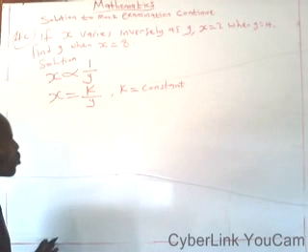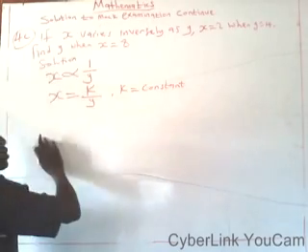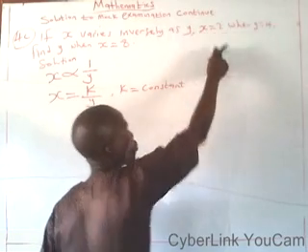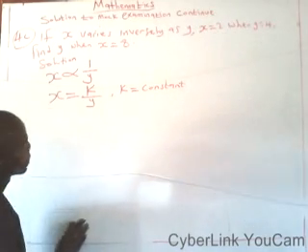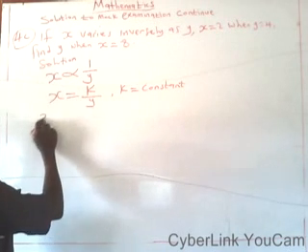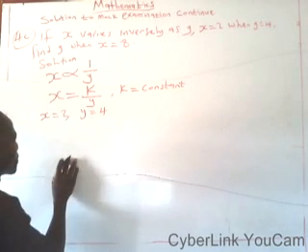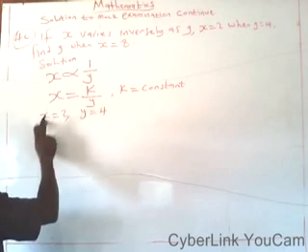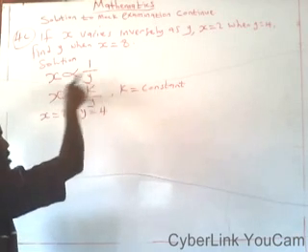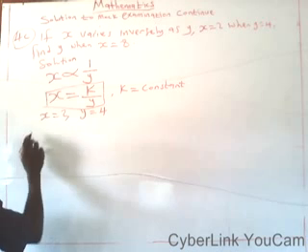K is equal to what? Constant. Now, from the question, when x is equal to 2, y is equal to 4. We want to determine the relationship now. X is equal to 2, comma, y is equal to 4. We are going to replace x with 2 and replace y with 4 in this particular expression. Now substitute.